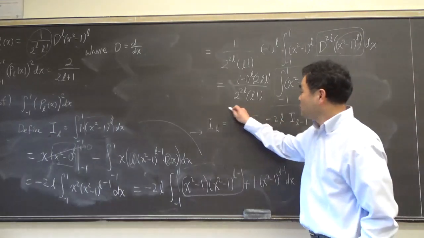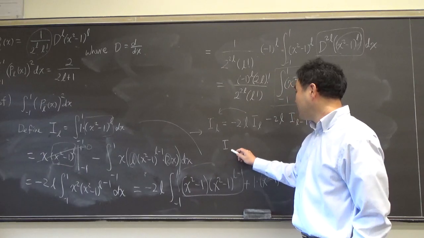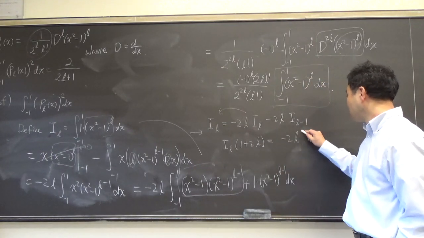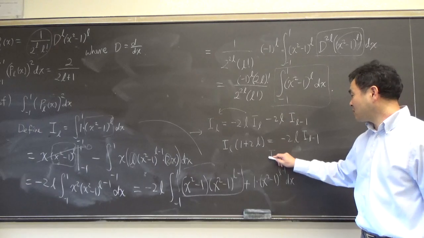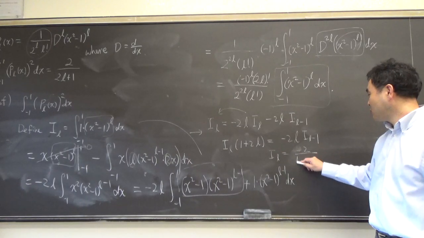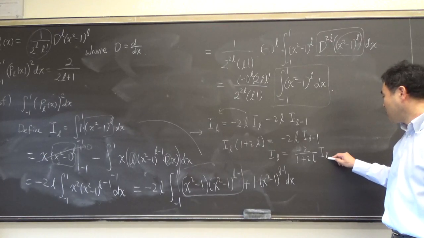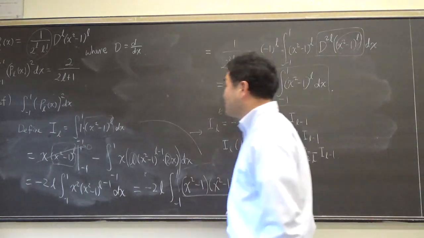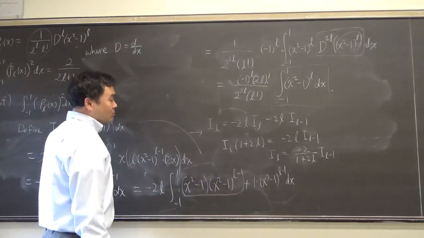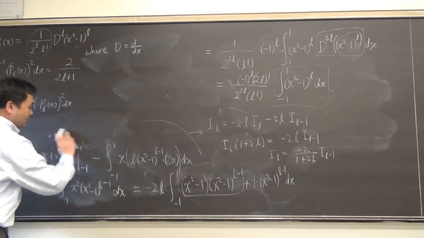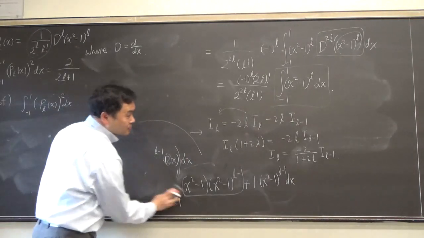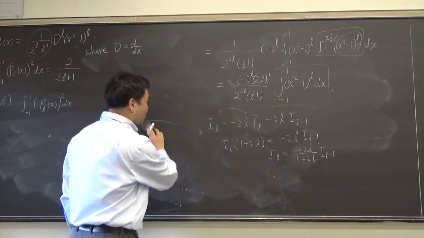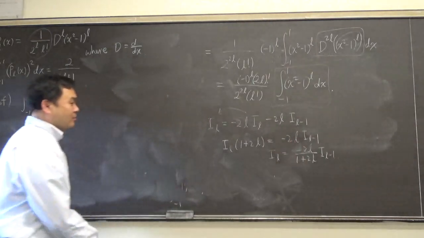Okay? Move this to the other side and you get I_L times 1 plus 2L equals negative 2L I_{L-1}. And finally divide, you get I_L equals negative 2L over 1 plus 2L times I_{L-1}. Okay? So now, let's find I_L. Sorry, I_L.